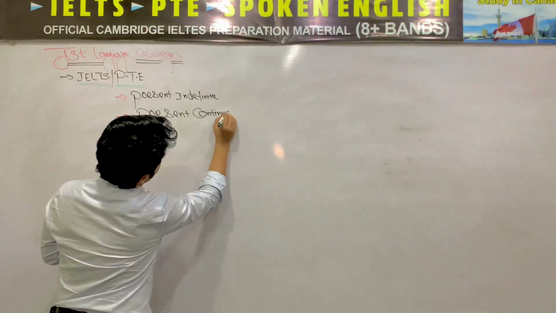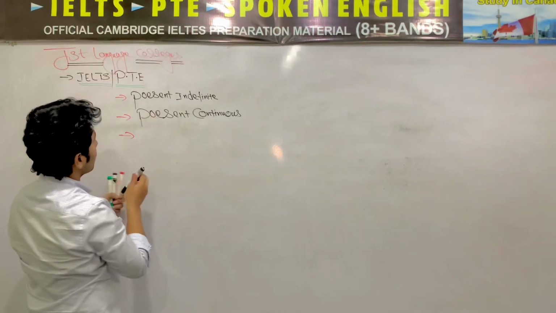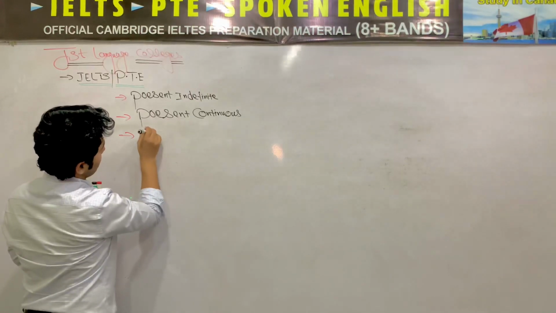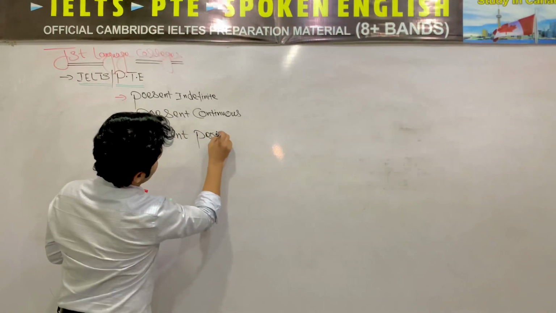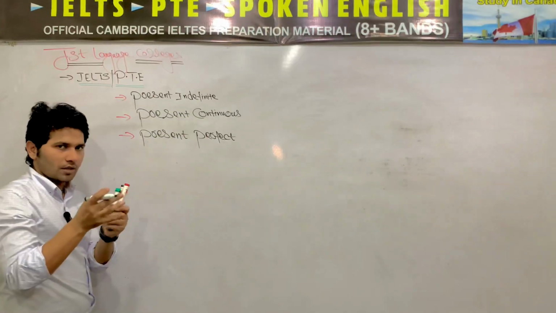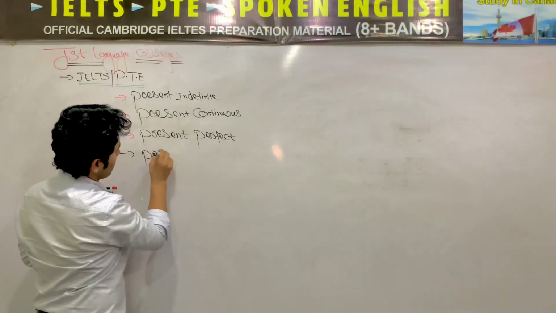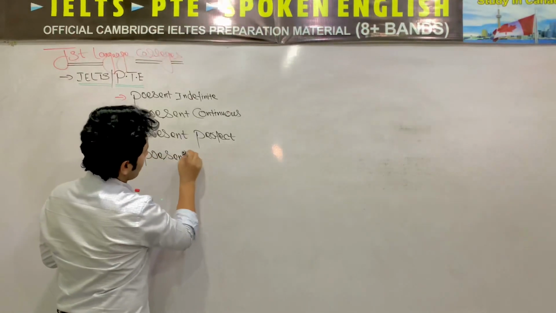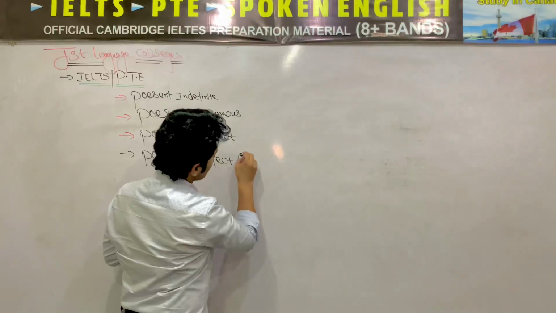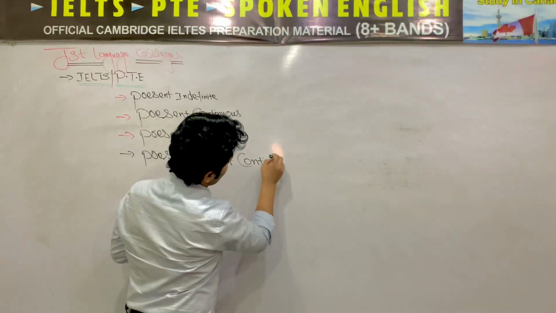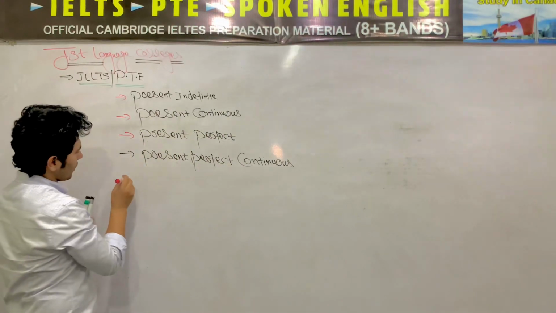In the third branch of present, we have present perfect. In present perfect, how can we learn which is going to be the right verb and helping verb? Then we will have present perfect continuous. In present perfect continuous, we shall let you know what kind of verb or helping verb we can use.